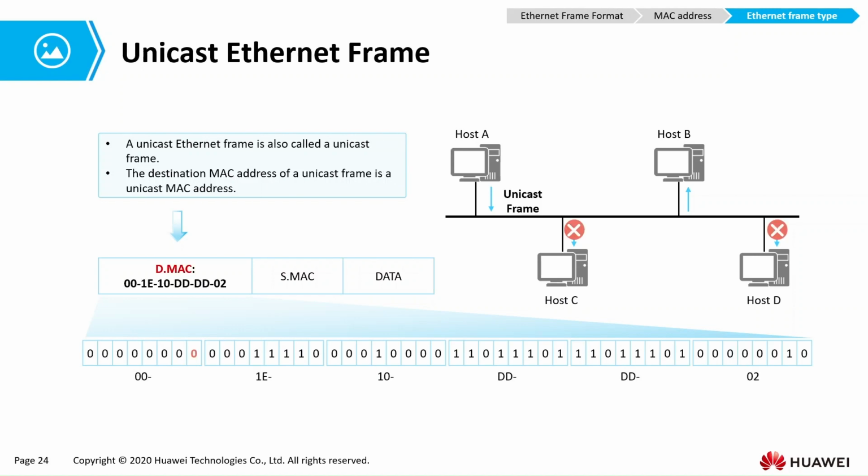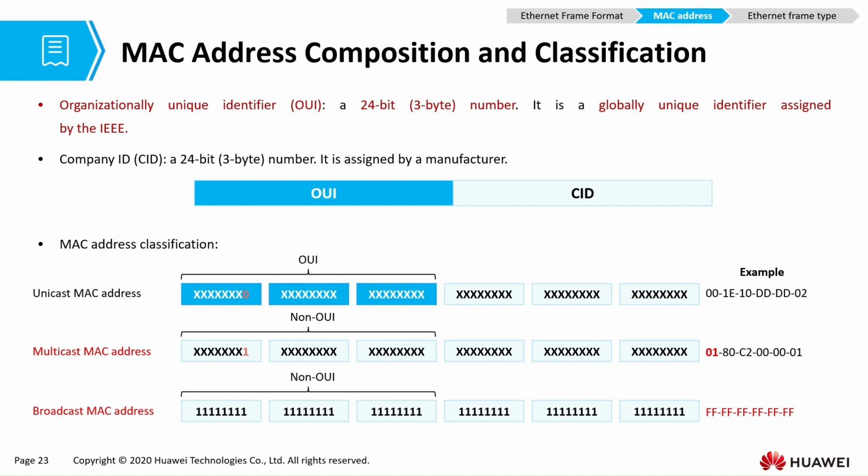Okay, let me go back to that one. So normally OUI, for the first 3 bytes, which is 24 bits, stands for the OUI. The rest actually stands for your CID. So this OUI is an organizationally unique identifier, and it's a globally unique identifier assigned by the IEEE.